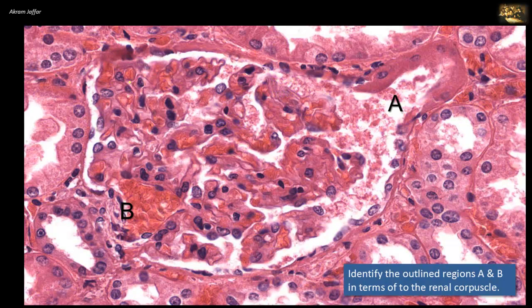Identify the outlined regions A and B in terms of the renal corpuscle. A represents the urinary pole, where the ultrafiltrate exits the Bowman's space into a proximal convoluted tubule. You can see here the beginning of a proximal convoluted tubule. Compare its darkly stained cytoplasm with the cytoplasm of a distal convoluted tubule like this one. B is the vascular pole, where the afferent and efferent arterioles of the glomerulus enter and exit the glomerulus. Multiple red blood cells can be seen in the lumen.